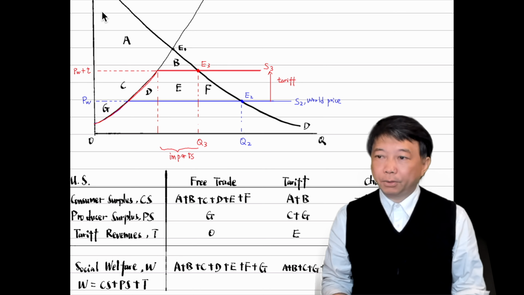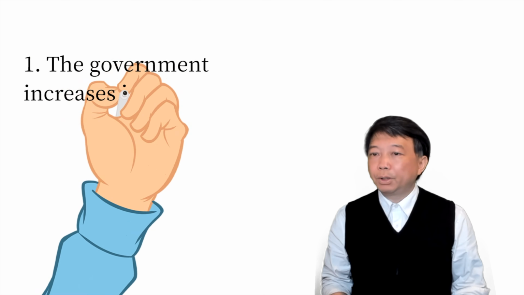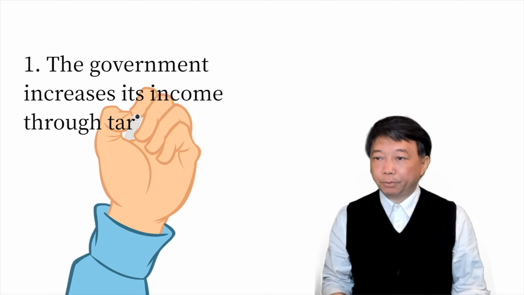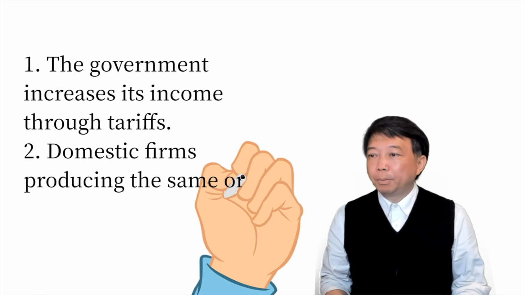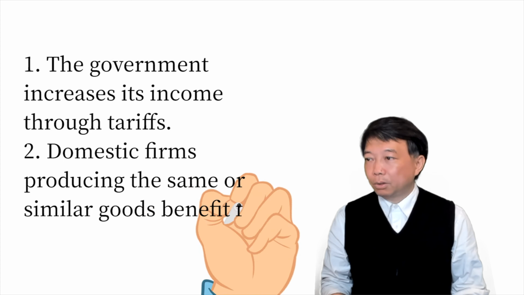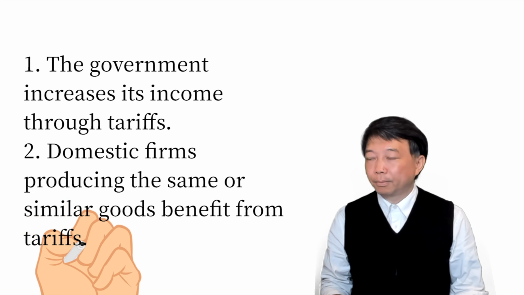From the analysis, we can confirm two results from tariffs. First, the government increases its income through tariffs. Second, domestic firms producing the same or similar goods benefit from tariffs. Domestic firms will strongly support tariff policies. It leads to a problem: rent-seeking behavior.